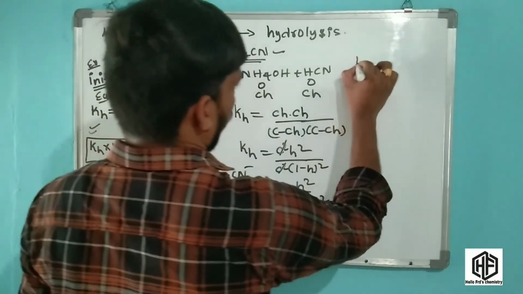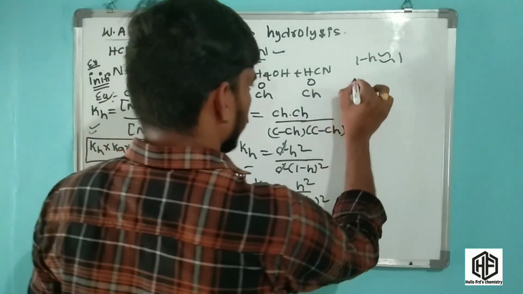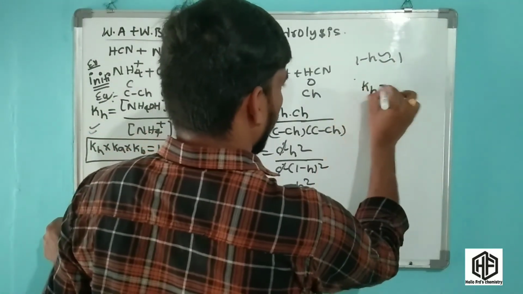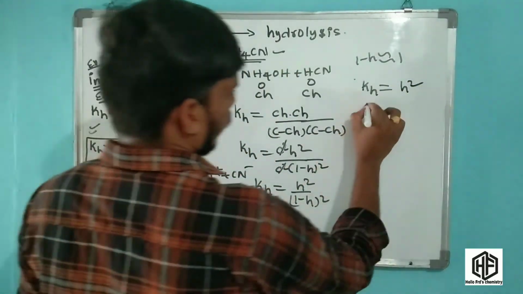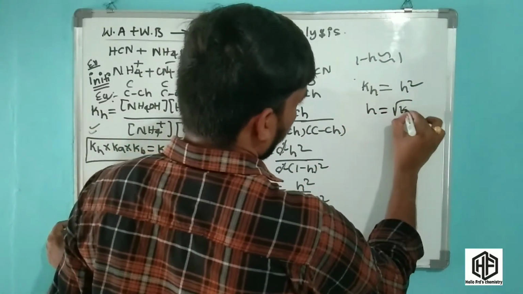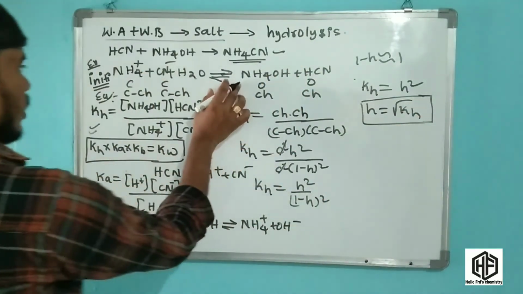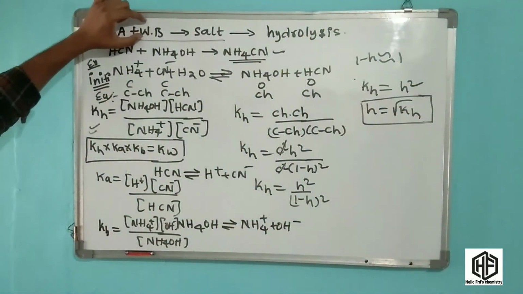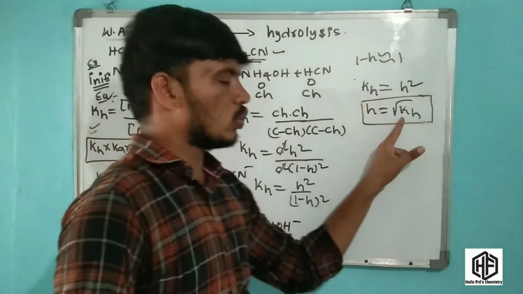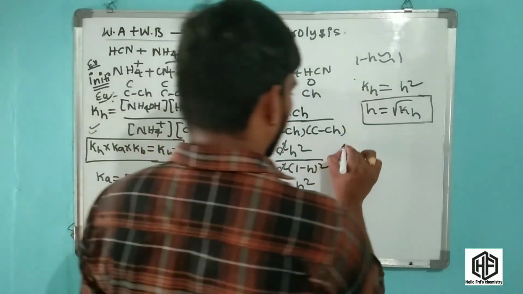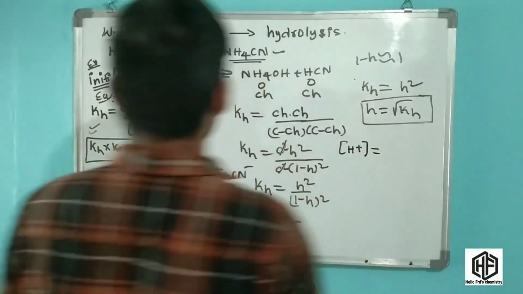And friends, 1 minus h is nearly equal to 1. So Kh is equal to h square. Now h is equal to root over Kh, present in this equation. Friends, for a weak acid plus strong base, the degree of hydrolysis is equal to root over Kh. Now we have to calculate the H plus ion concentration of this weak acid plus weak base.